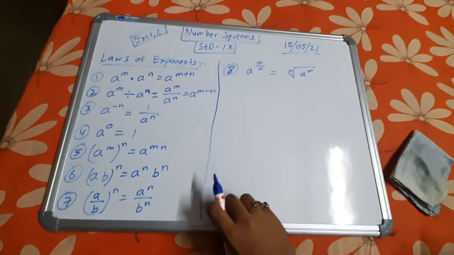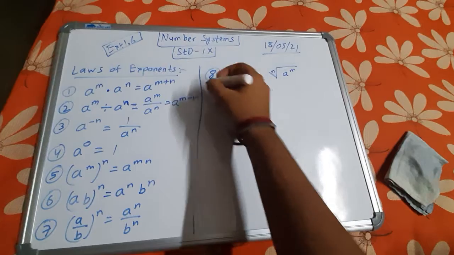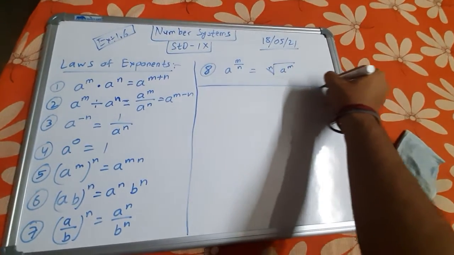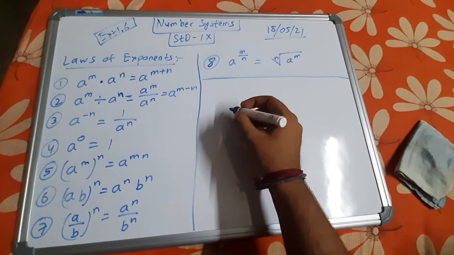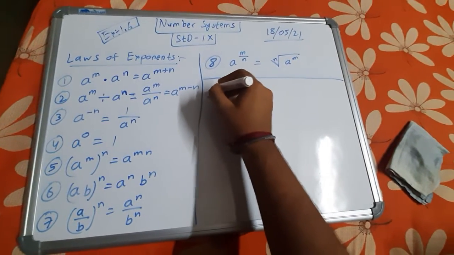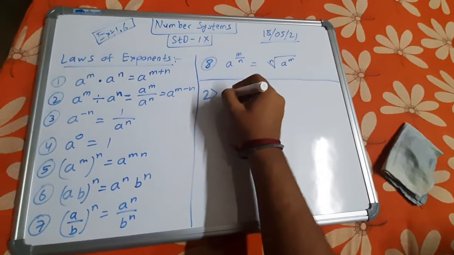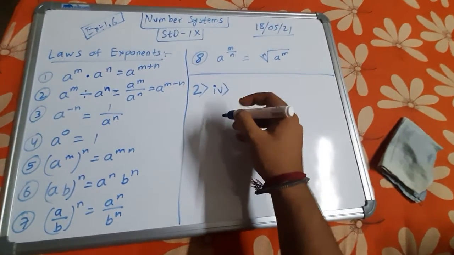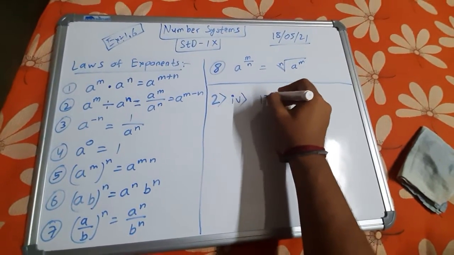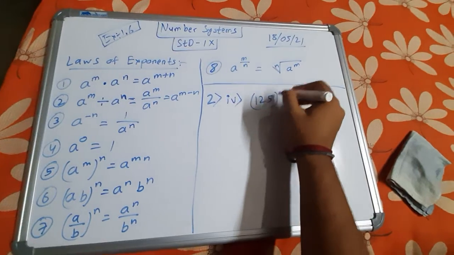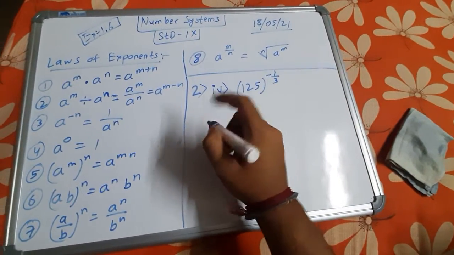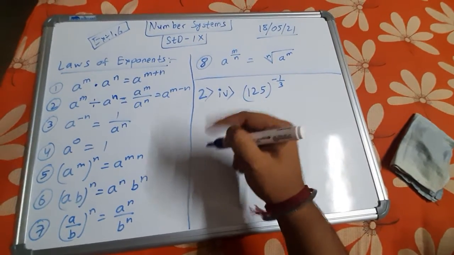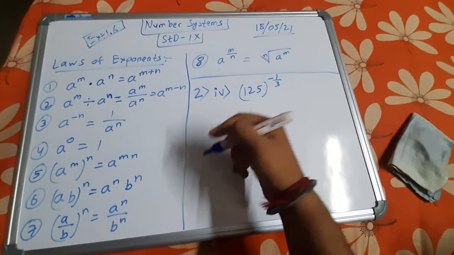Let's take 2-3 sums so that we can get a demo of how to do this type of sums. I am taking number 2 part 4. It's given 125 whole to the power minus 1 by 3. I have to simplify this. I have to find the value of this thing.